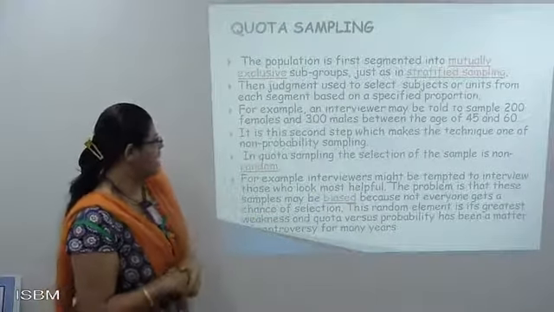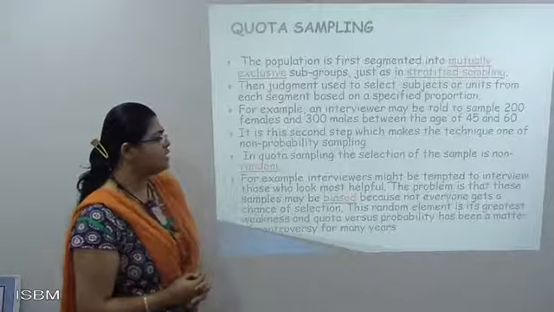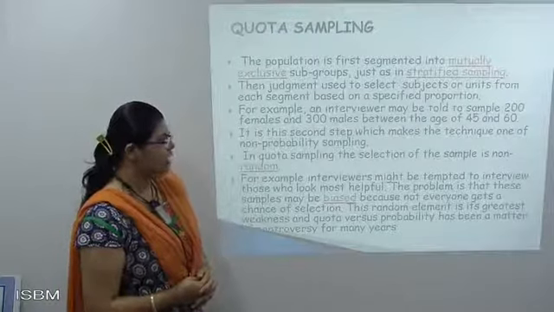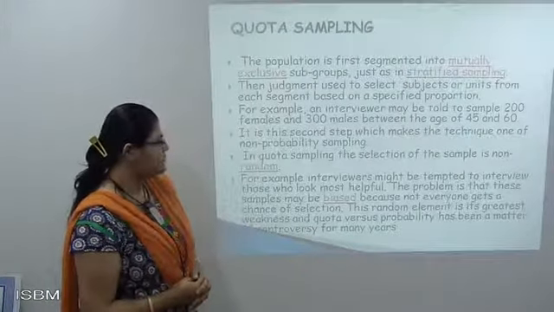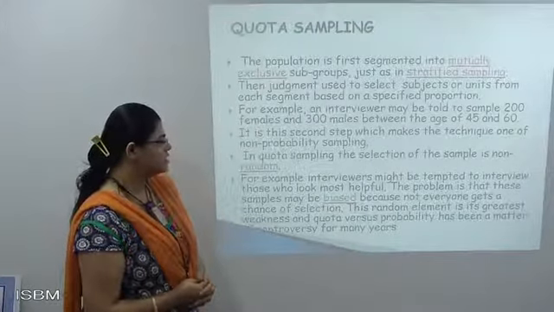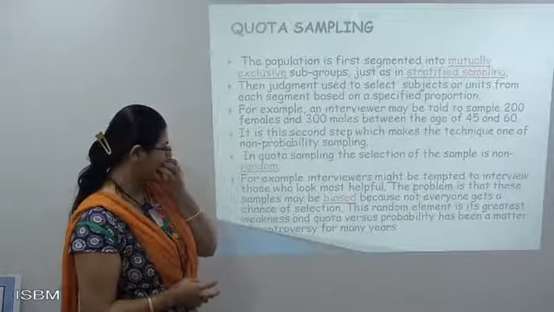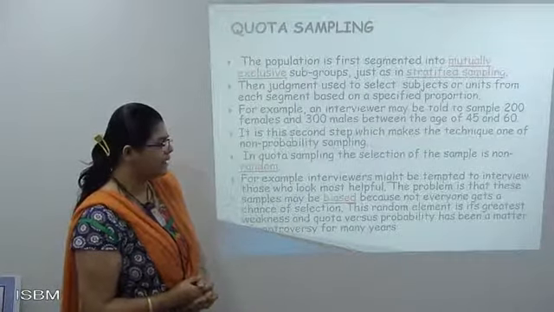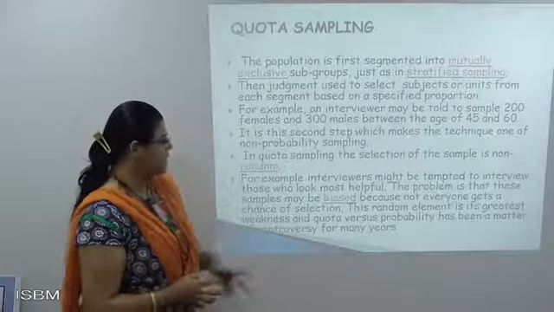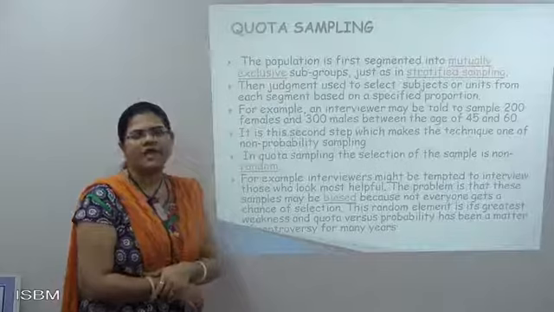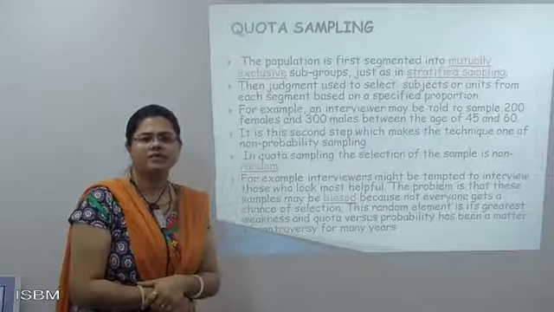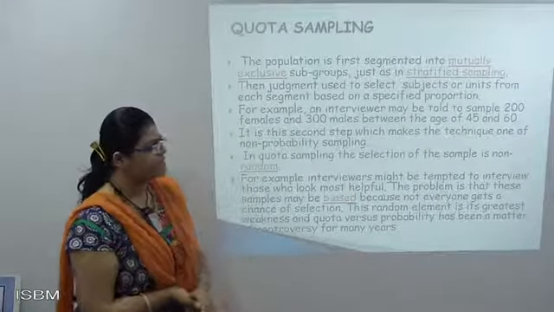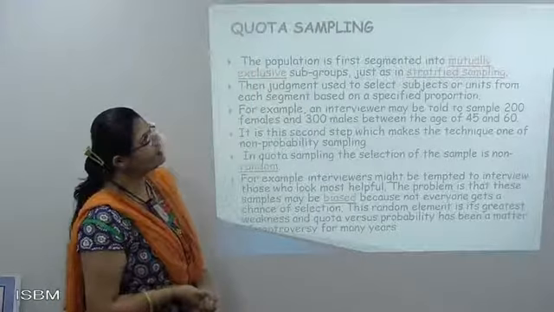Now I have one more example: the interviewer might be tempted to interview those who look most helpful. The problem is that these samples may be biased because not everyone gets a chance of selection. This lack of random elements is a greater weakness, and quota versus probability sampling has been a matter of controversy for many years. If the interviewer selects people at will, the person will be chosen because he will be more helpful with any kind of information. So this is also one type of quota-related sampling.